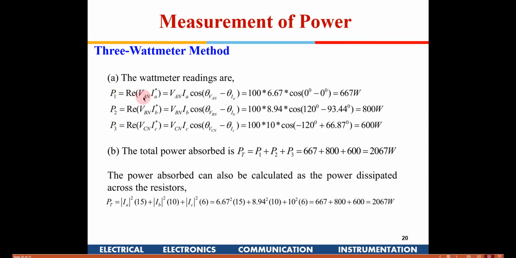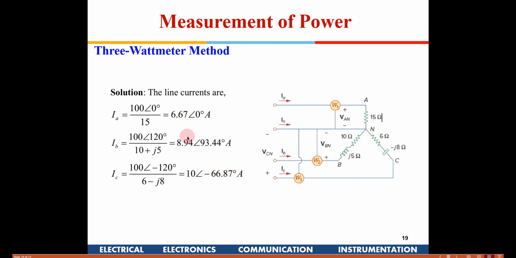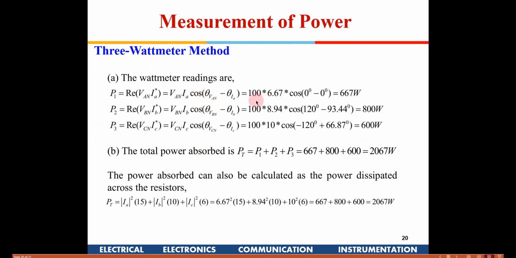That is voltage into current, and we have to take the real part of that to find the true power. So the voltages and currents are given, you multiply the current with the voltage, and then you take the real part of that. Okay, so you get the 3 powers, and the total power will be the sum of these 3 powers. So this is the simplest way.